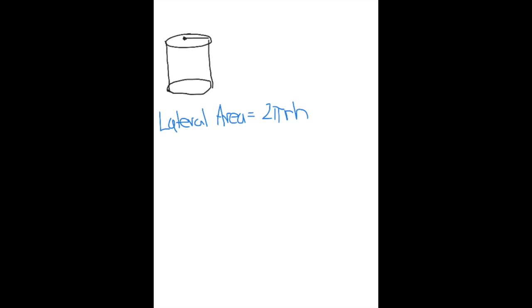Next, we're going to find the surface area of a cylinder. We're going to start with lateral area again, and this time for the lateral area of the cylinder, you take 2 times pi times the radius times the height between the two circles. Remember, radius is the distance from the center of the circle to the edge of the circle. The height is the distance between the two circles, and your pi today we are going to use as 3.14.